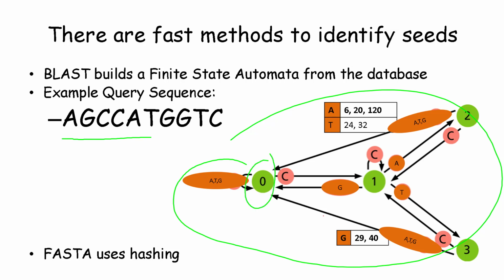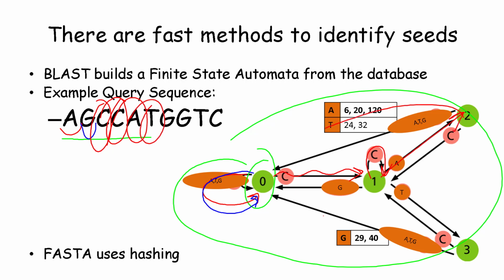We start from the state 0. In the query, we have an A, so we follow the A transition, which takes us back to state 0. And then we have a G. We follow the G transition, and we are again at state 0. Then we have a C character in the query, so we follow the C transition, which takes us to state 1. And then we have another C, we stay at state 1. We have an A, which takes us to state 2, and then a T, which takes us back to state 0.